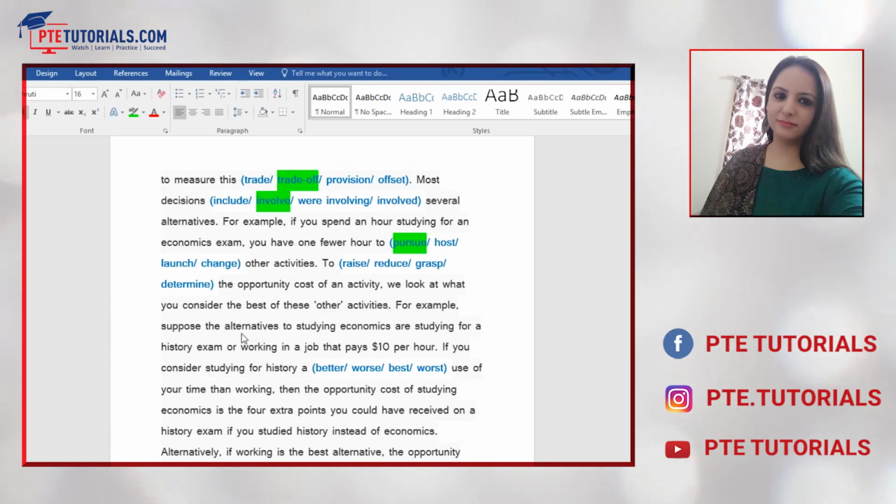For example, suppose the alternatives to studying economics are studying for a history exam. They are giving you examples. Or working in a job that pays $10 per hour. If you consider studying for history, dash use of your time than working. Just tell me this thing. Are you raising something or are you determining something?